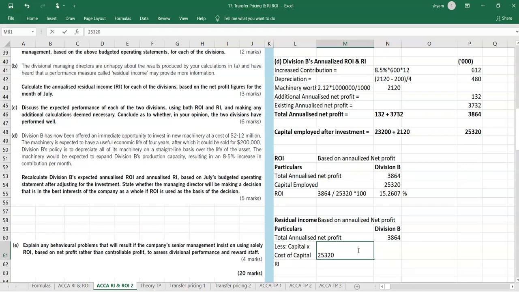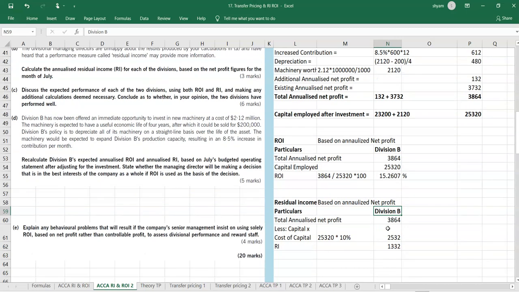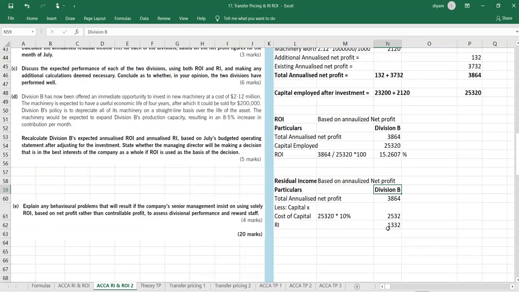5,320 into cost of capital, which is 10%. So deduct both, you will get RI. So RI is 1332. Okay, so that's about residual income. So we'll just put a comment.